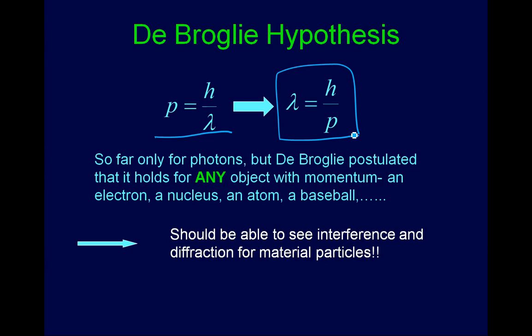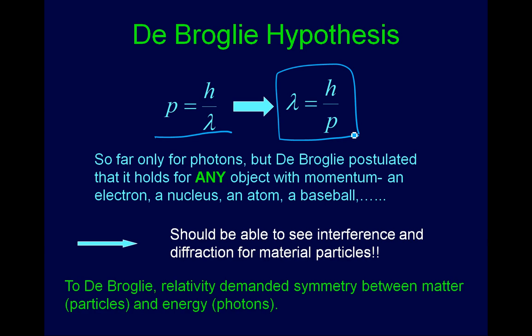And therefore, you should be able to see interference and diffraction for material particles just like you do for photons. And to de Broglie, relativity demanded symmetry between matter, particles, and energy, photons. E equals mc squared treated both of these things on equal footing, and so this was sort of where he came from with this. But it's important to say that there really wasn't any evidence for this whatsoever, and so this was really a remarkable idea.